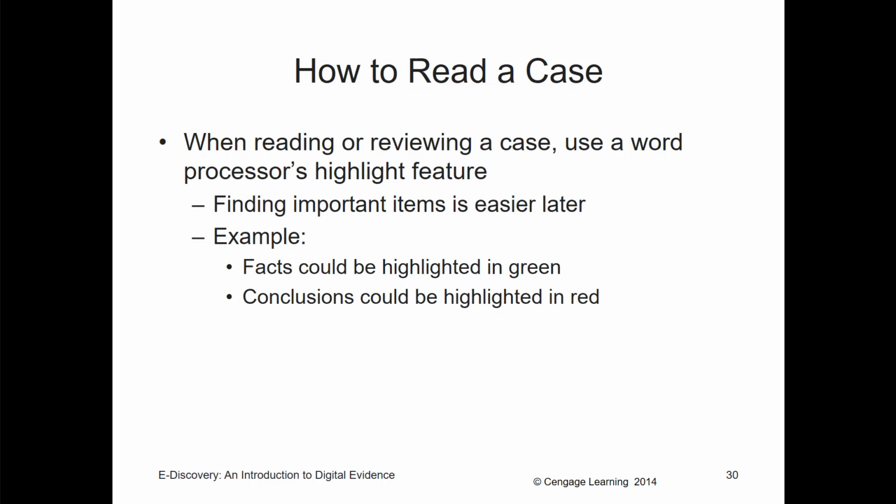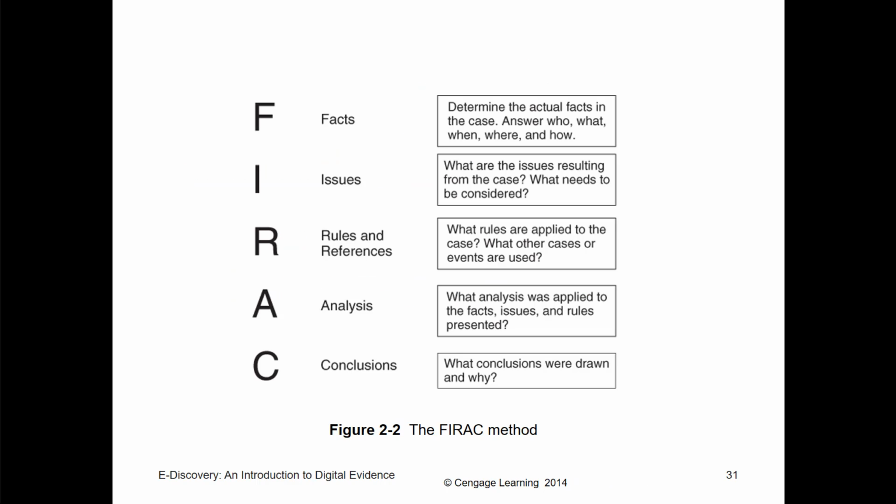When reading or reviewing a case, use a word processor to highlight features. Basically, we want to find important items so that we can find them again later. Highlight them. For example, facts could be highlighted in green, and conclusions could be highlighted in a different color. And then use a key so that you know what green means, what red means, what yellow means, so you can quickly reference them later. Facts, issues, rules and references, analysis, conclusion. Determine the actual facts. What are the issues resulting from the case? What rules and what were the references? What analysis was applied to the facts, issues, and rules presented? And what conclusion?